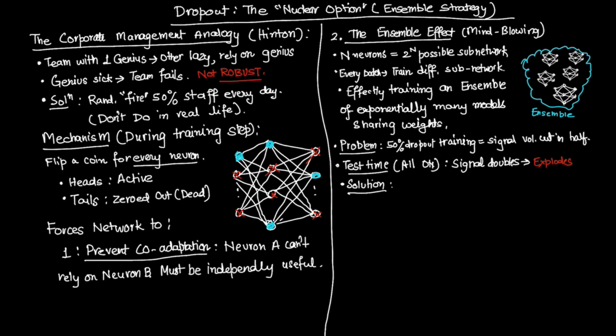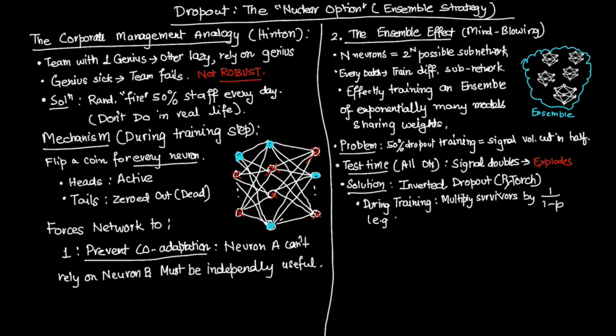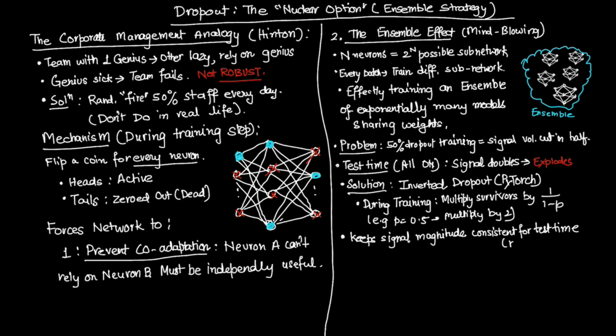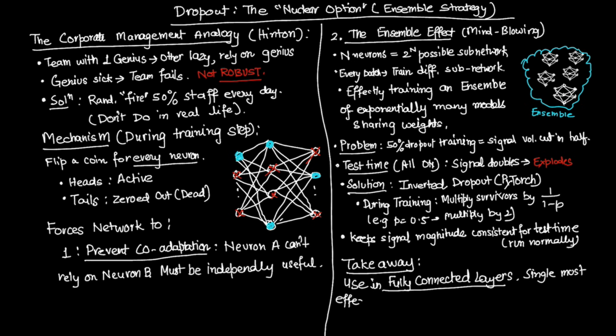In modern libraries like PyTorch, we use inverted dropout. During training, if we keep a neuron, we multiply its value by 1 over 1 minus p. If p is 0.5 or 50% dropout, we multiply the survivors by 2. This keeps the magnitude of the signal consistent so that at test time, we can just run the network normally without doing any math gymnastics. So the takeaway is: use dropout in the fully connected layers of your network. It is arguably the single most effective tool for preventing overfitting in large models.